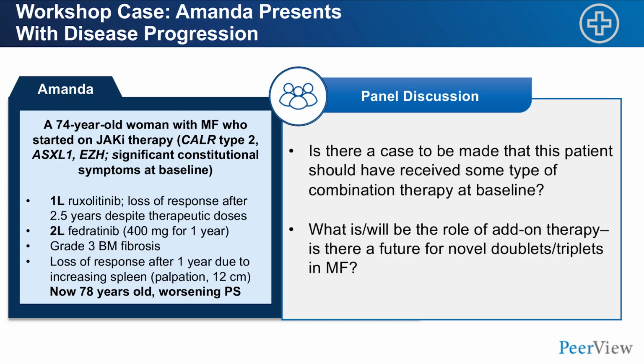Great. Okay. Is there a case to be made that this patient should have received some type of combination therapy at baseline, Francesco? This is an important point, because we try to do some studies combining JAK inhibitor with other targeted therapy. And at this ASH meeting, we have the updated clinical results of the Manifest-2 that compares Ruxo plus placebo versus Ruxo plus pelabresib. We had in the past ASH the Transform-1 study that compares Ruxo plus placebo versus Ruxo plus navitoclax, and also Ruxo plus selinexor versus Ruxo plus placebo is ongoing.